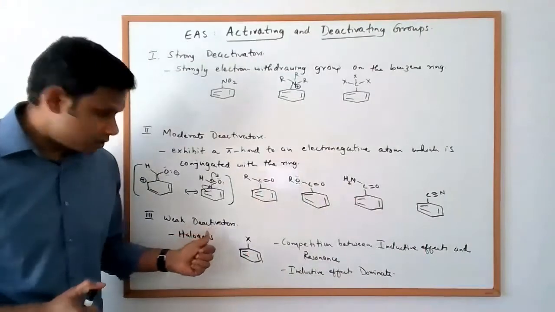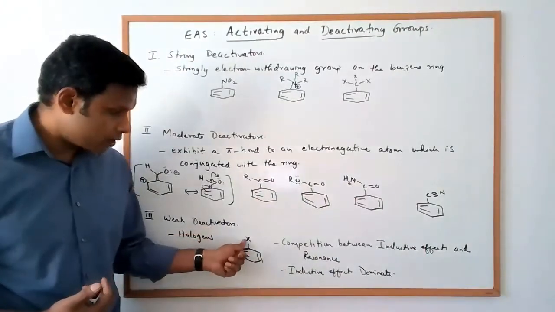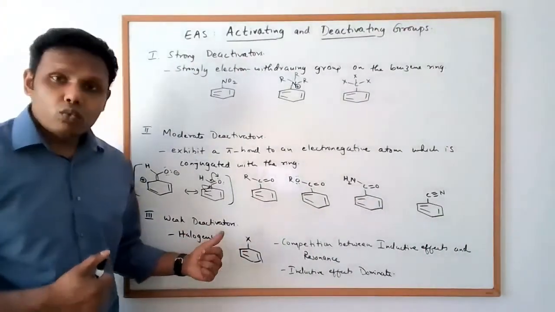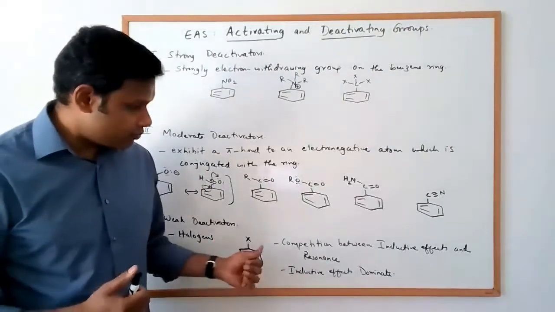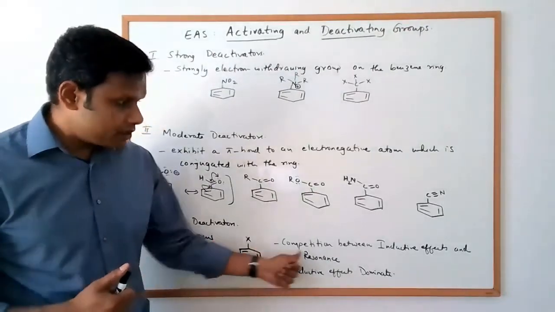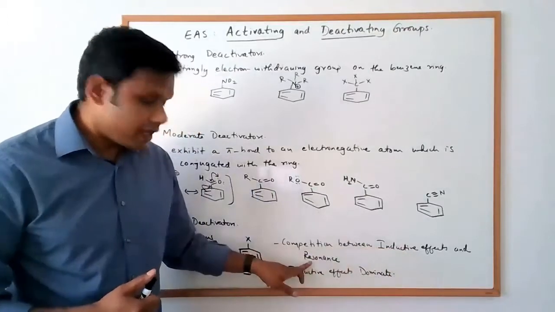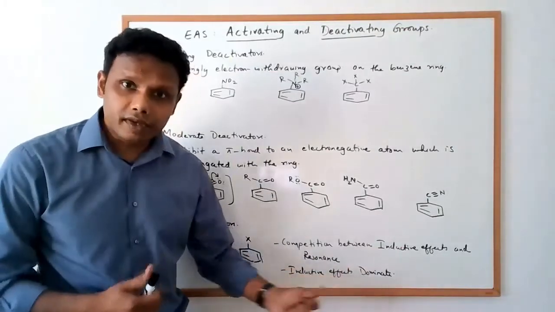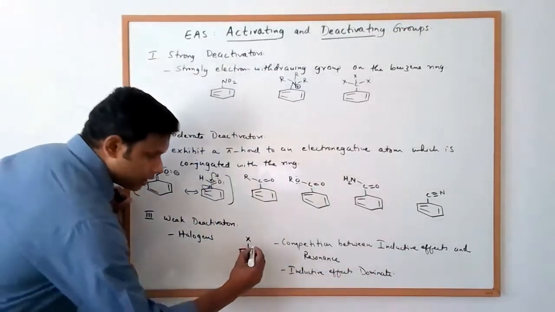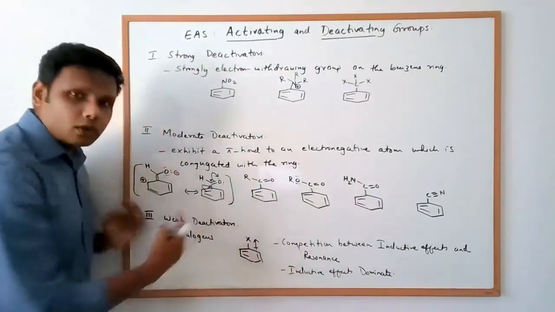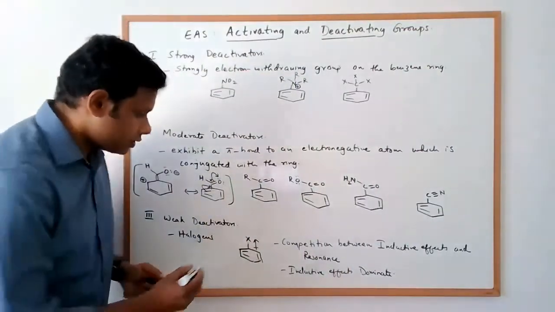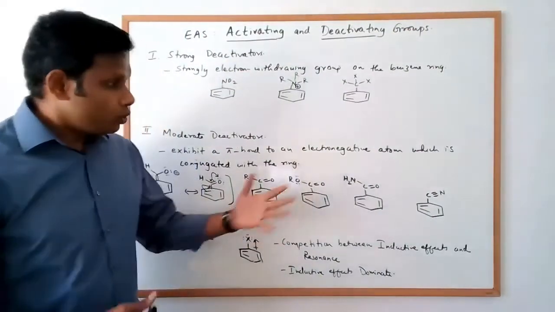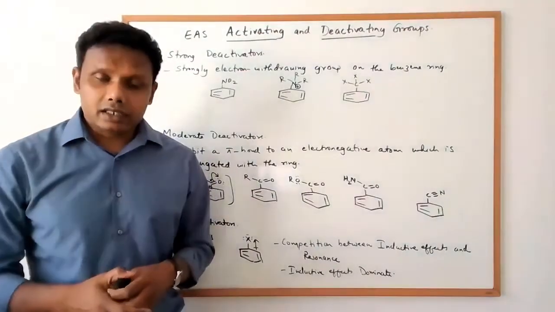Weak deactivators include halogens, so haloaromatics, when you have a chlorine, bromine, iodine at these positions. These are weakly deactivating. As we've seen before, there is a competition between inductive effects and resonance for these molecules. And what happens is inductive effects dominate. So overall, the halogen substituent is electron withdrawing as far as the ring is concerned, even though it is able to do some resonance. So those are the various deactivating groups.